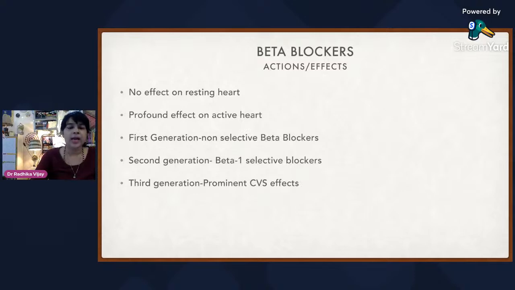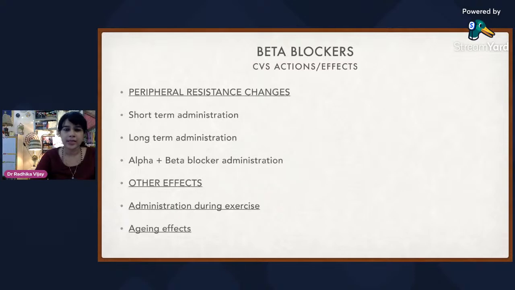Now, another classification for beta blockers is on the basis of generations, that is first generation, second generation, third generation. So non-selective beta blockers all belong to the first generation. Beta 1 selective blockers belong to the second generation. And when the beta blockers show prominent cardiovascular effects, they belong to the third generation. And when I'm talking of cardiovascular effects, then I'm especially talking about the vasodilatation property.